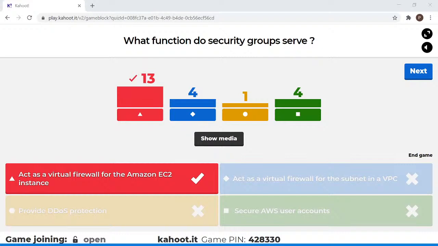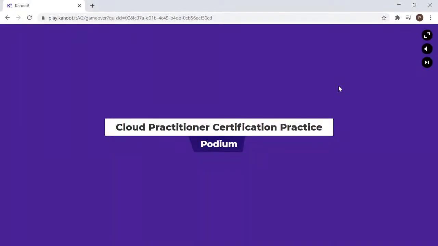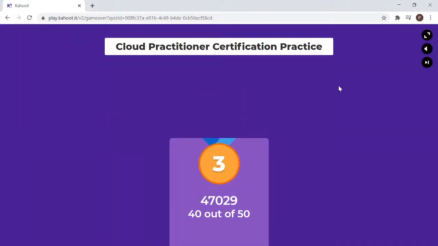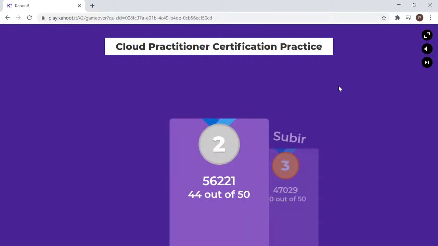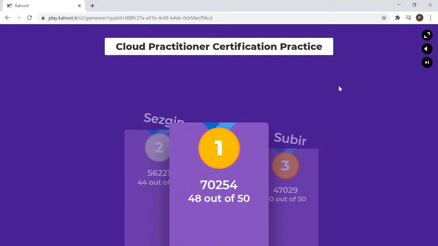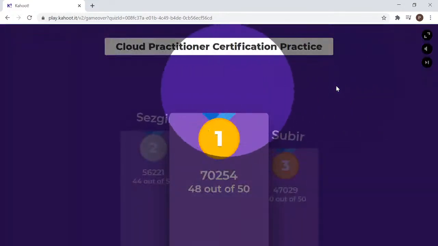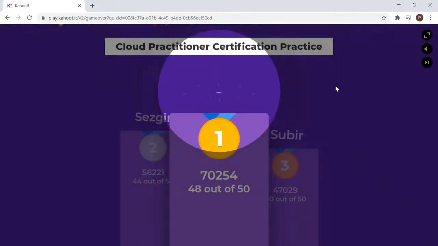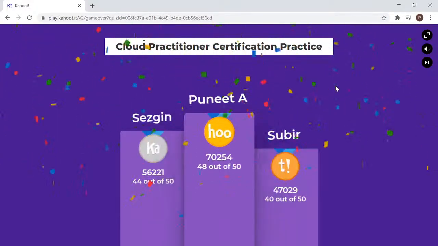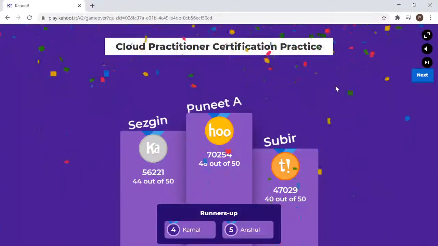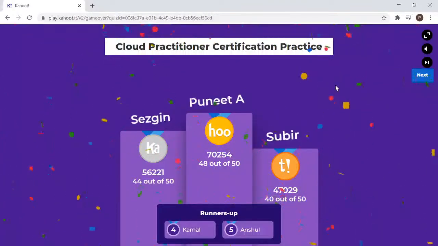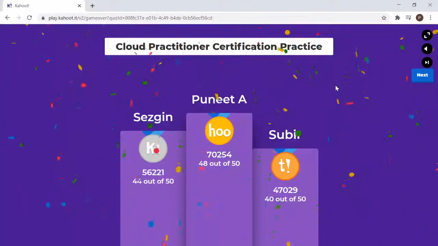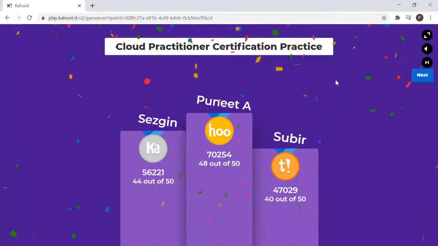So with this, we come to the end of the quiz. So let's see how we are faring. So Subir is in the third position. Seskin in the first, and we have Puneet A at the first, and we do have Kamal and Anshul at the fourth and the fifth position.